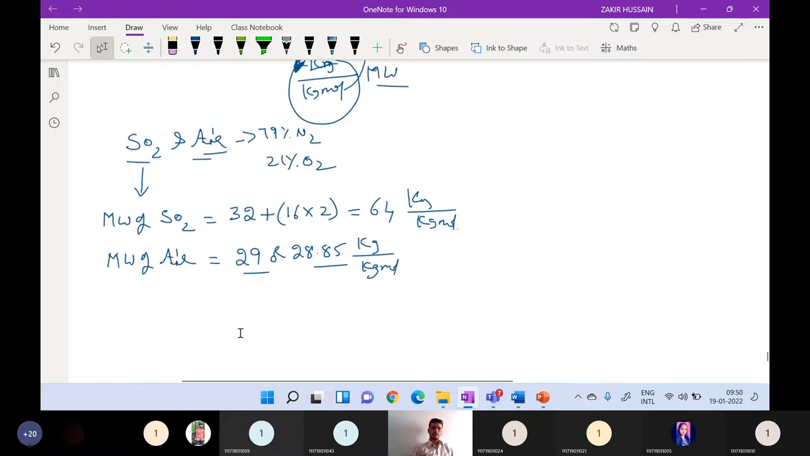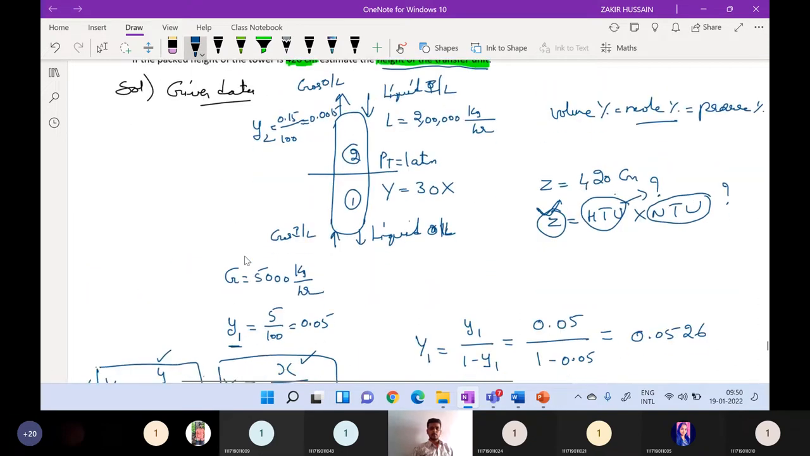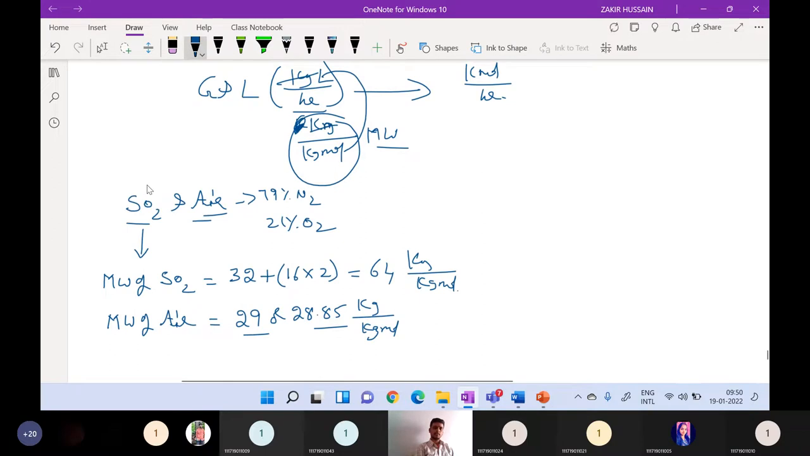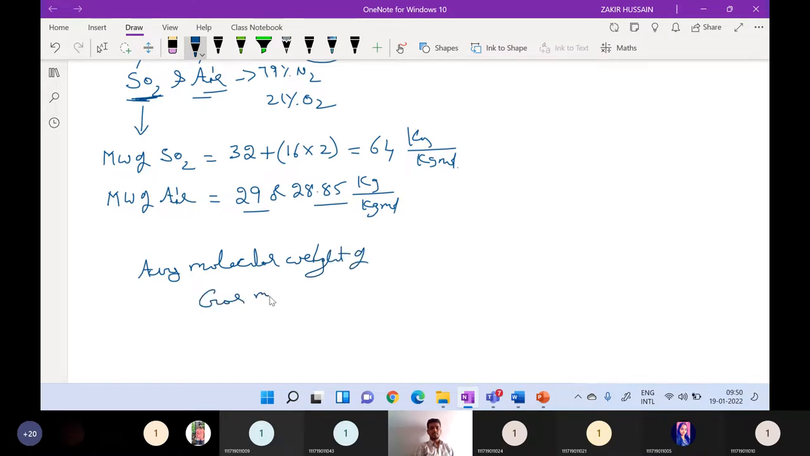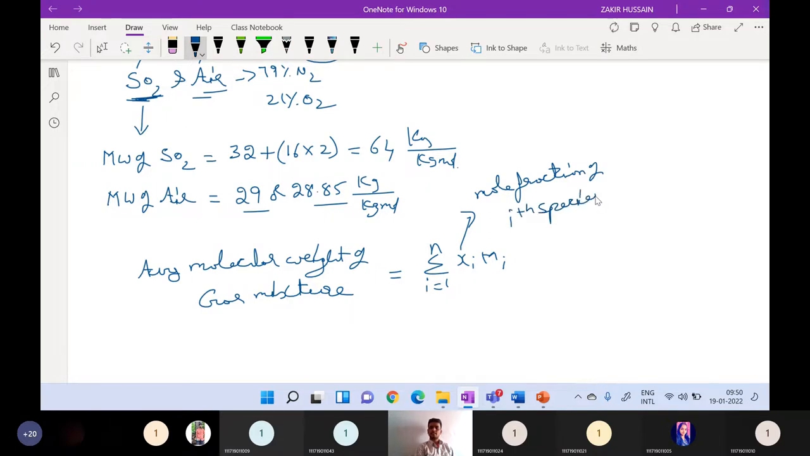Now, after getting the molecular weights, in the feed gas what is the composition? 5% is SO2 in the gas inlet, and the remaining 95% is air. Since the gas is composed of air plus SO2, we need to calculate the average molecular weight of the gas mixture. We already know this formula: sigma i equal to 1 to n of xi into mi, where xi is the mole fraction of the ith species and mi is the molecular weight of the ith species.